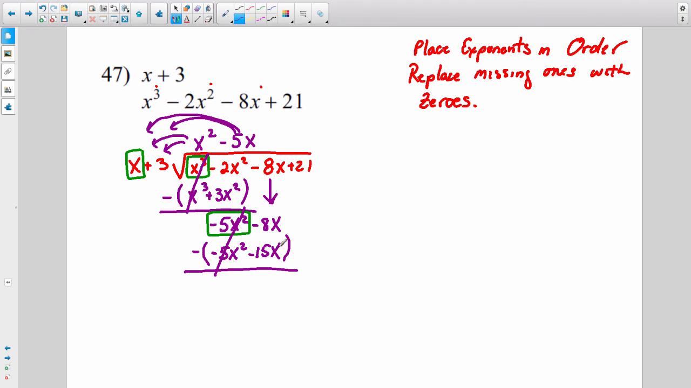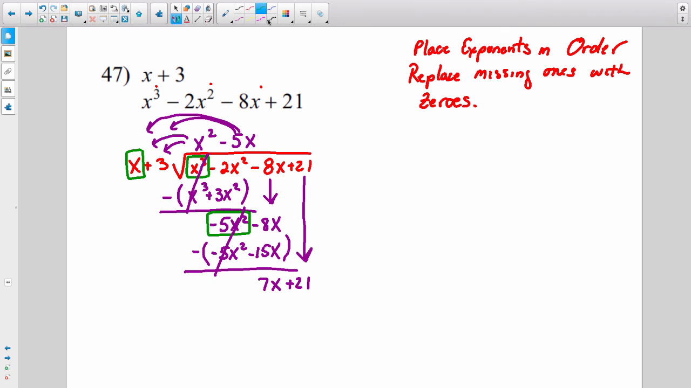Here's why I like to use parentheses, not just wasting your time. Look at what happens. You have negative 8, subtract negative 15. There's a double negative there. It's very easy for me to see because I'm using parentheses. So negative 8 plus 15 is actually a positive 7x. I still have this term, so I'll bring it down, and that's a positive 21.